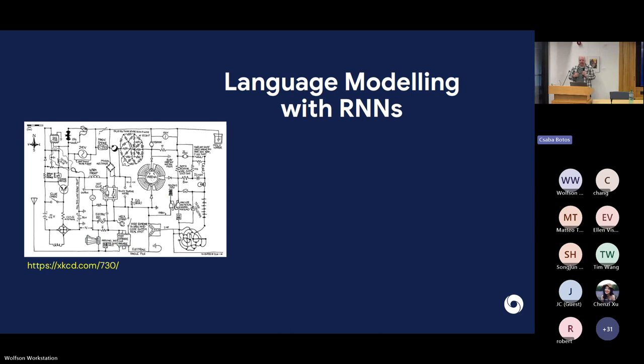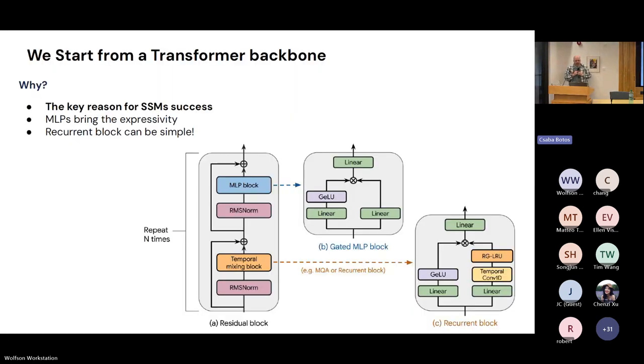So let's go to language modeling with RNNs. How did we do this? Well, we wanted to keep things as close as possible to things that we know work. So you start with a transformer block. This is an actual transformer block. And in our architecture, the attention part of the transformer block we replace with a recurrent sub-block. I'm using the word block everywhere, but the big thing is the block, and the other things are sub-blocks. So you have the MLP sub-block, and then you have the recurrent sub-block. And the recurrent sub-block looks like that.